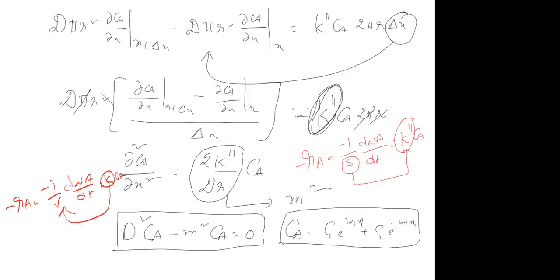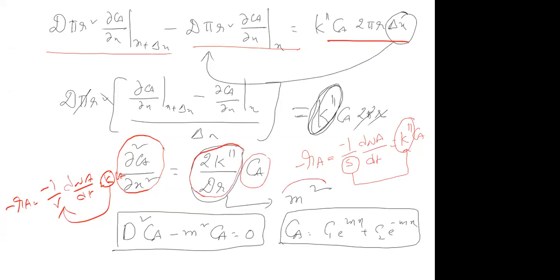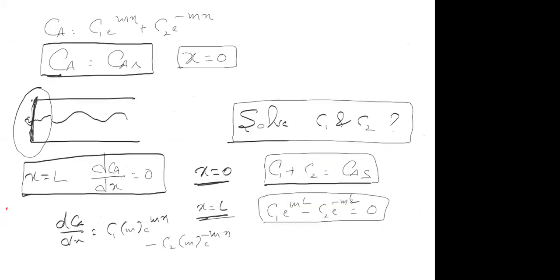Second thing is, now I am trying to simplify this derivation. So this is flux in, this is flux out. I rearrange the terms, then this becomes d square Ca by dx square is equal to 2k double prime by Dr into Ca. So 2k double prime by Dr, I have taken as m square, then it becomes d square Ca by dx square minus m square Ca equal to 0. Then the solution is Ca equal to C1 into e power minus mx plus C2 into e power mx. How you solve this is based on boundary conditions.